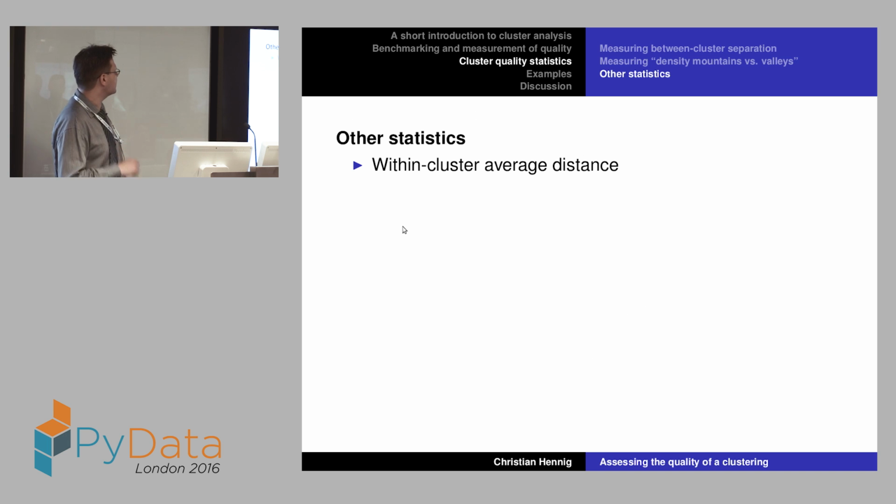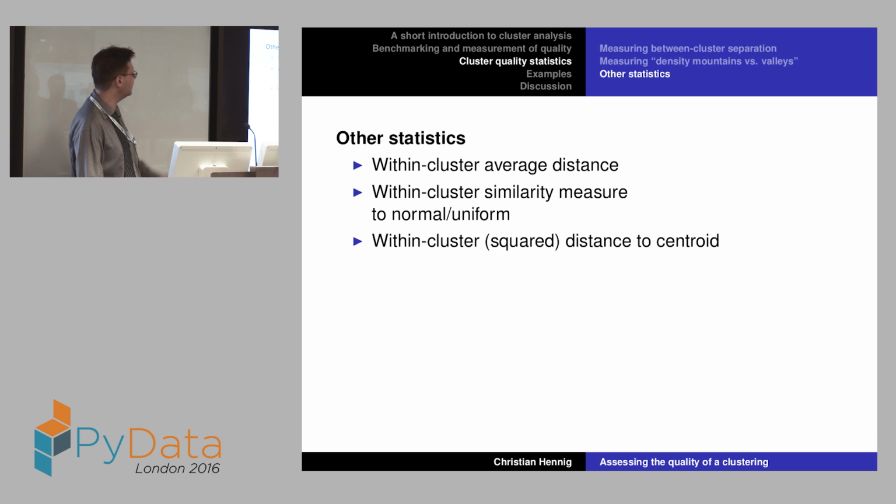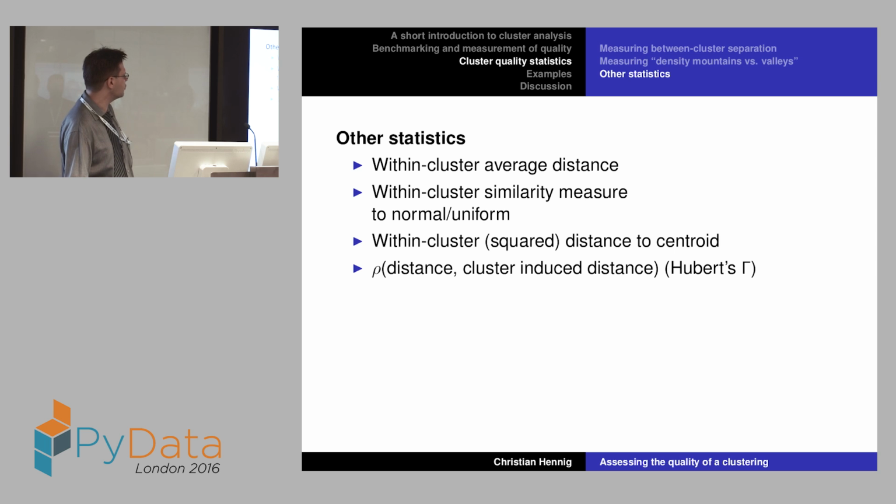Okay, there are lots of other statistics we could be interested in. We could be interested in the within cluster average distance. We could be interested in a within cluster similarity measure that specifies the distance from the shape to, for example, a Gaussian or uniform distribution, whatever we are interested in. We could be interested in the within cluster squared distance to centroid. If you only are interested in this, you should do k-means, because this is what k-means does best. We could be interested in a correlation coefficient that compares the distance that we originally had with the distance that is defined by the clustering to see how much information loss we have.